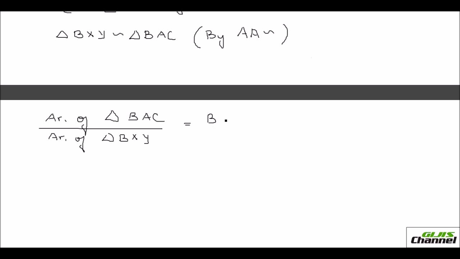I just take BX square. You can take any sides, right? So I just take BA square because we need AB, right? So I take BA square over BX square because that is what we need now. So I just take that side alone, okay, by the area of similar triangles theorem. I just take this as equation 1.